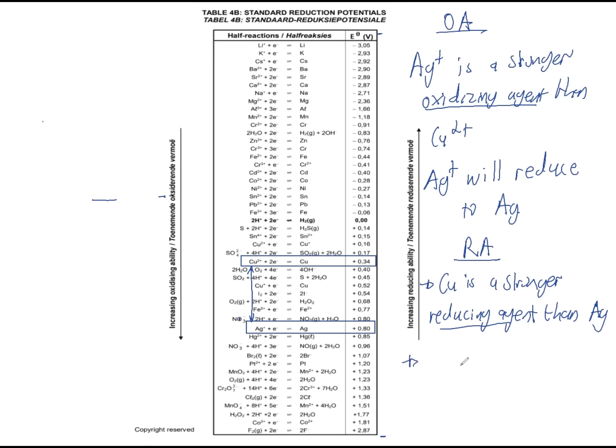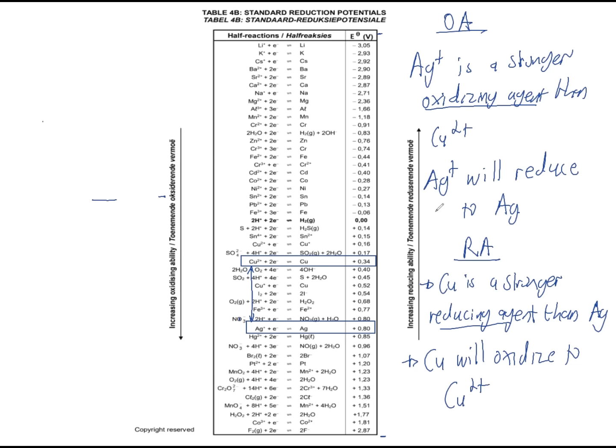So which means now what will happen? What does a reducing agent do? So Cu will oxidize to Cu2+. So that's basically how you explain that.